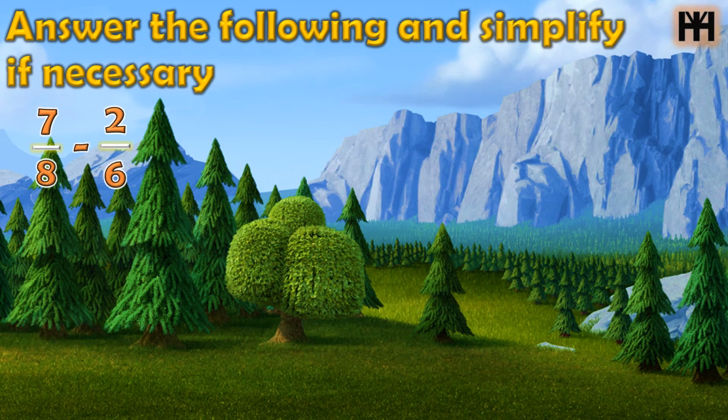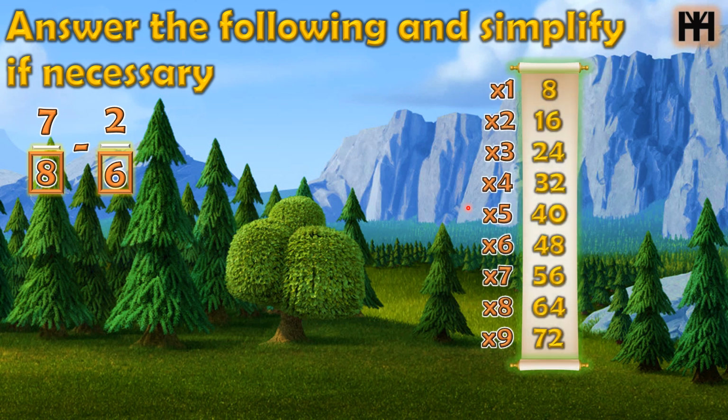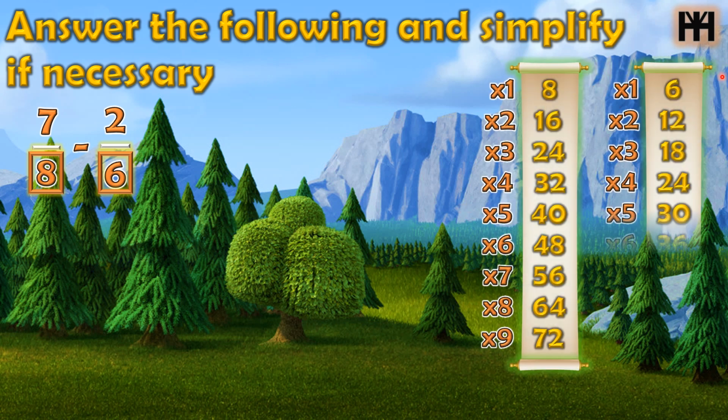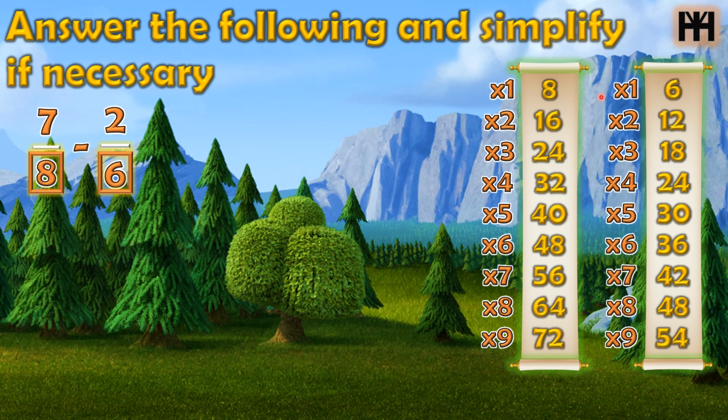Okay, we have 7 over 8 minus 2 over 6. Let's write the tables of 8 and 6. Let's get the LCM between 8 and 6. This is for 8 and this is for 6. Let's see the least common multiple here between 8 and 6. Yes, it's 24.